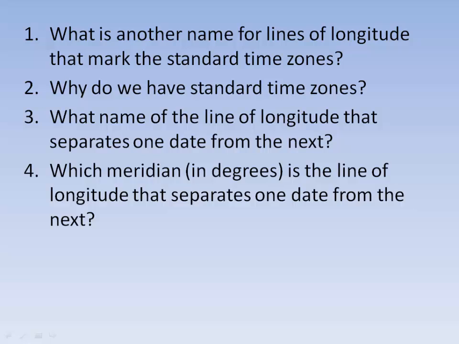What is another name for lines of longitude that mark the standard time zones? Time meridians. Why do we have standard time zones? It makes it convenient in the modern day that everybody uses the same time. What is the name of the line of longitude that separates one date from the next? It's called the international date line. Which meridian in degrees is the line of longitude that separates one date from the next? Well, that's the international date line, which is 180 degrees longitude.